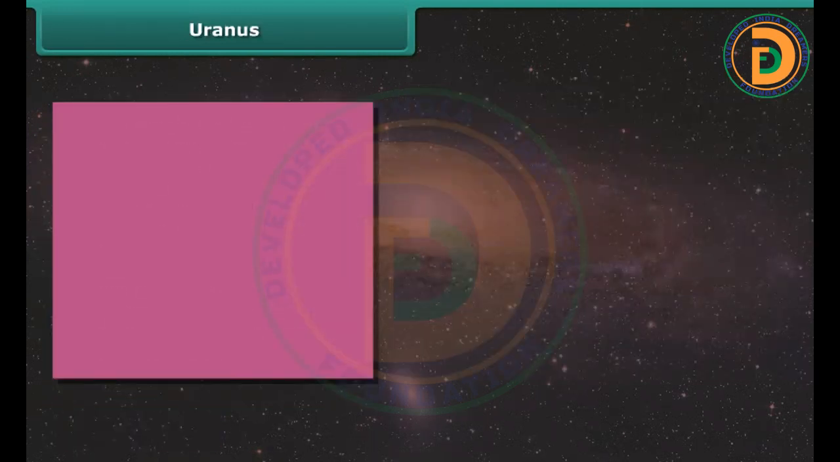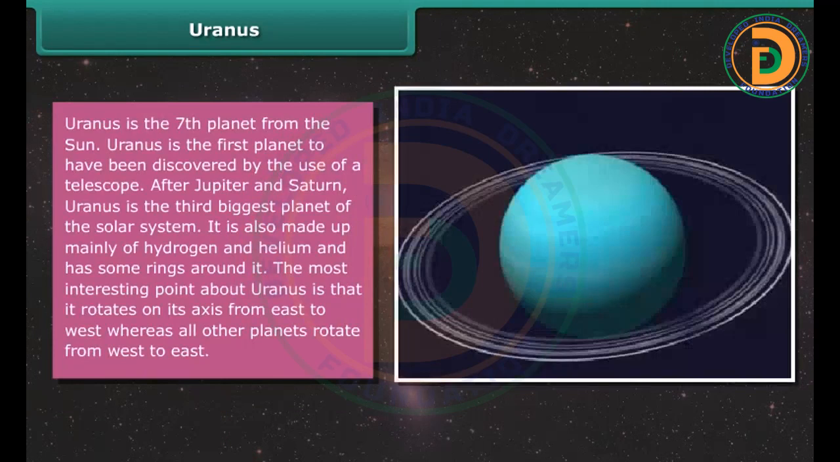Uranus. Uranus is the seventh planet from the Sun. Uranus is the first planet to have been discovered by the use of a telescope. After Jupiter and Saturn, Uranus is the third biggest planet of the solar system. It is also made up mainly of hydrogen and helium and has some rings around it.